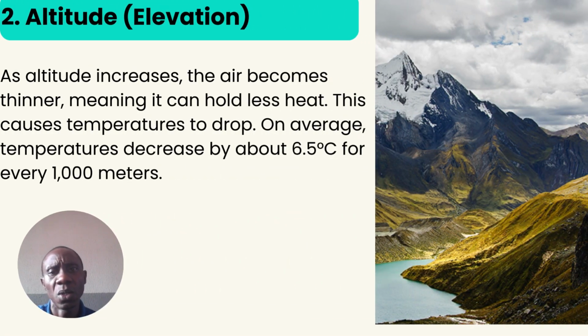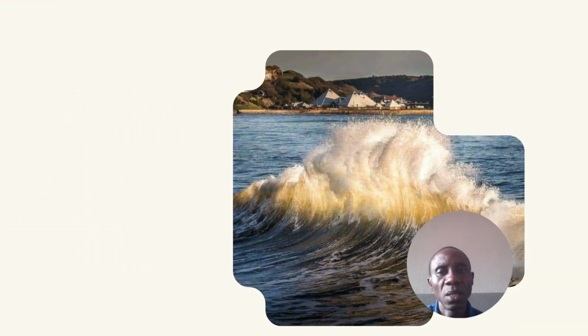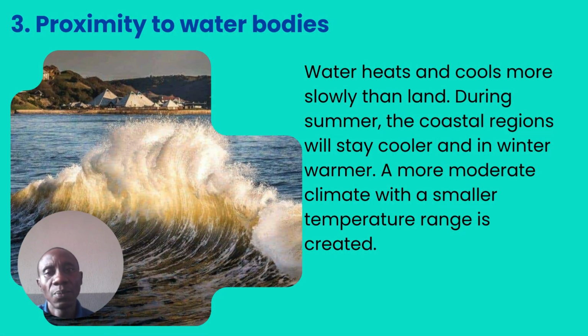Also, altitude, elevation. As altitude increases, as you go higher, the air becomes thinner, meaning it can hold less heat. So the higher you go, the cooler it becomes. On average, temperature decreases by 6.5 degrees Celsius for every 1,000 meters you go up. So at the foot of a mountain, the temperature will be higher than at the top of that mountain. Okay, that's how altitude affects climate.